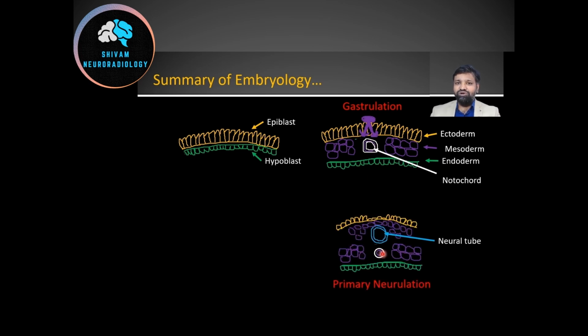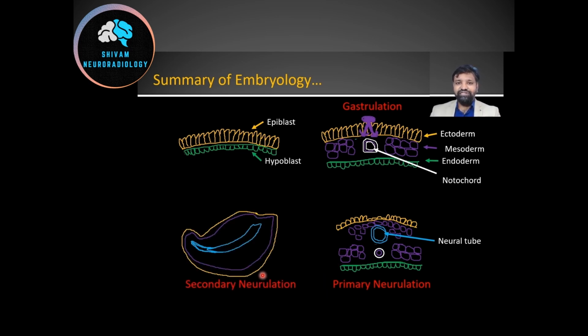After that, the notochord will influence the overlying ectoderm to form the neurectoderm, which will invaginate, forming the neural tube, and then it will detach to form the proper neural tube, and in between the space will be occupied by the mesodermal cells. So this primary neurulation will lead to formation of the proximal portions, whereas the distal portions will be formed by secondary neurulation and retrograde differentiation.